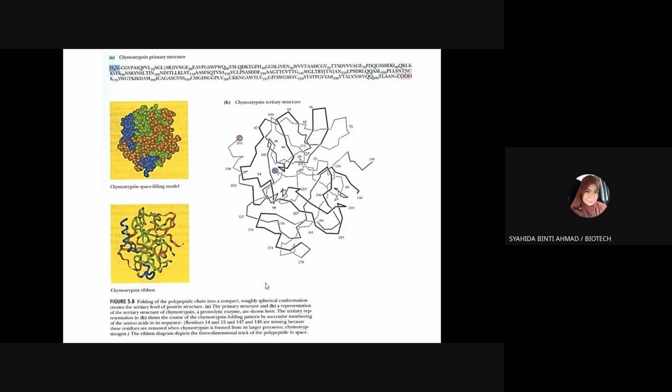Right, so this is an example of chymotrypsin. So A, the upper part, is the primary structure. If we do a sequencing for the primary structure, this is how the sequence looks. So basically, as a whole, the chymotrypsin structure is like a 3D structure where it's folded. Below you can see very clearly the mixture of beta sheets, alpha helix and the loop. All right.